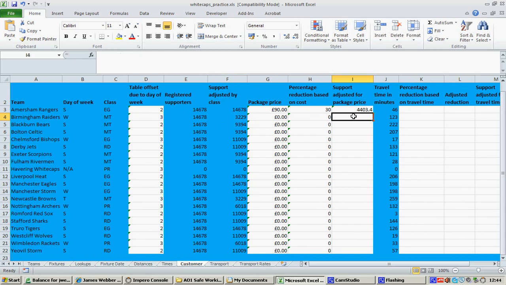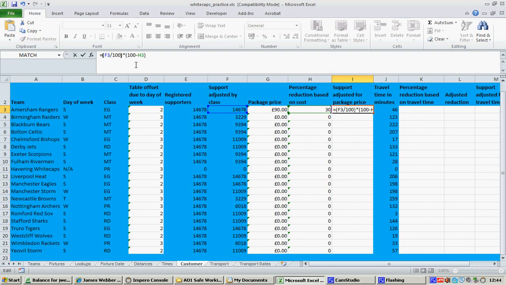Does that look like the right formula? Well, actually, that's not the right formula, because that's not reducing it by 30%. That's saying I just want 30%. So I want 70% of the value. So it's reduced by 30%. So actually what I want is 100 minus H3. And that's a really difficult concept, I think, in terms of maths.